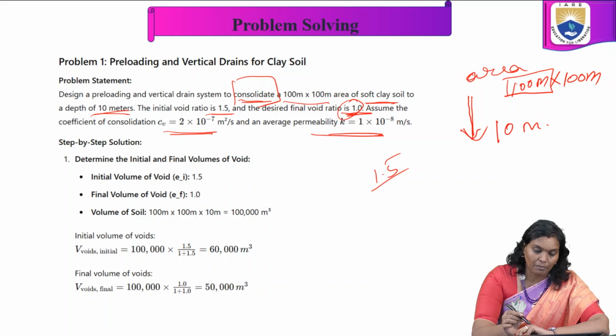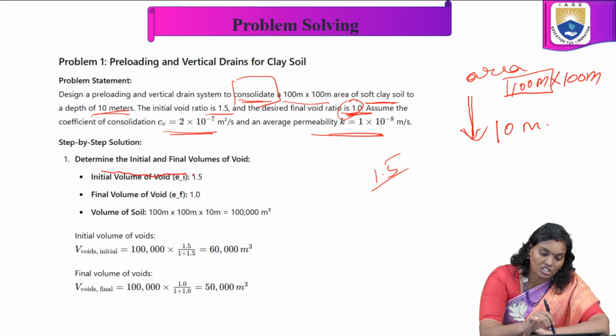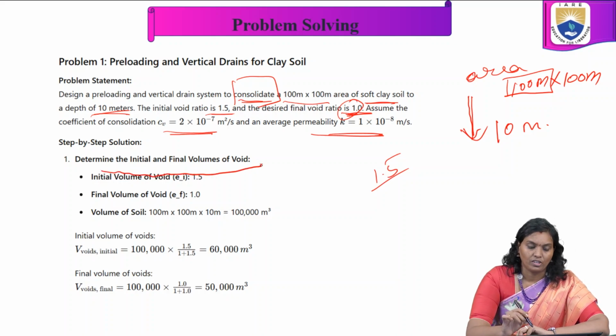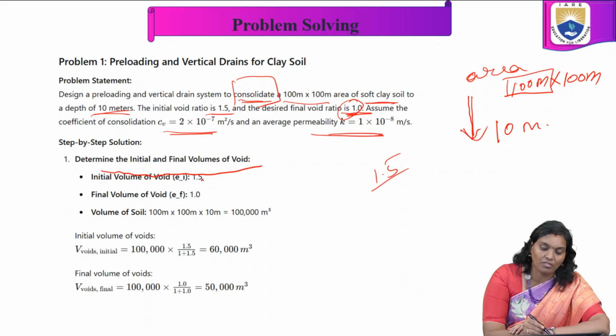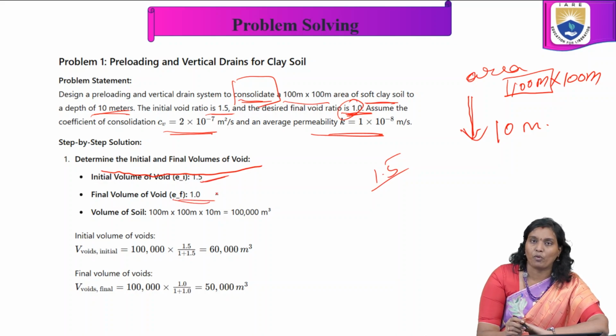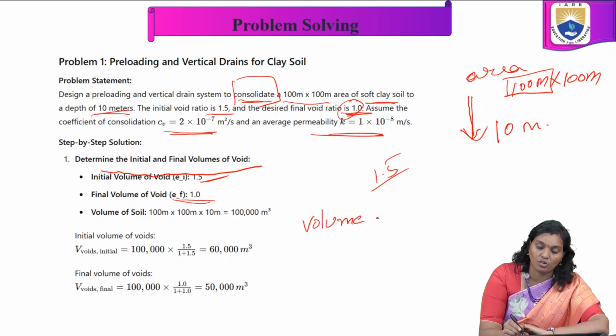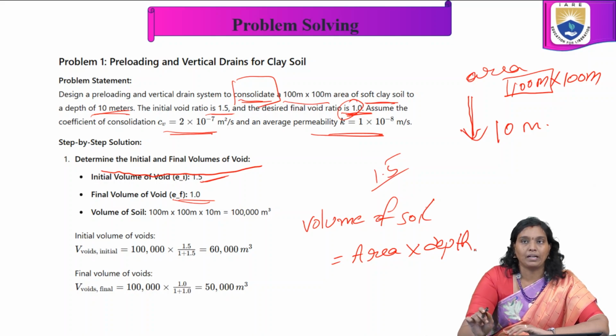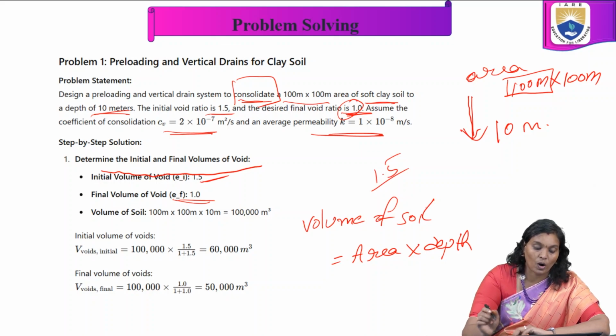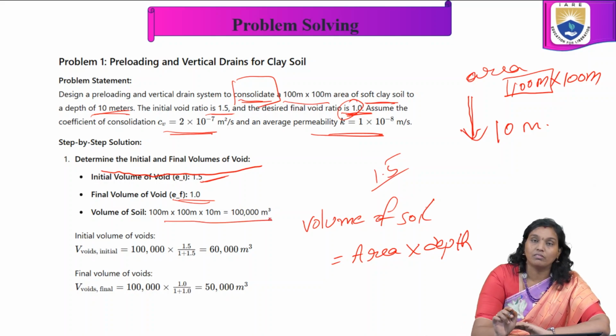First, determine the final and initial volumes of voids. Here the initial void ratio is 1.5 and the desired is 1.0. The first thing we have to find is the volume of the soil, which is area multiplied by depth. So volume is equal to area multiplied by depth.